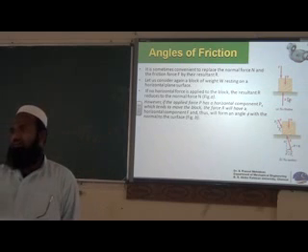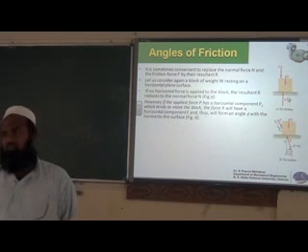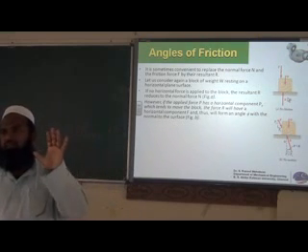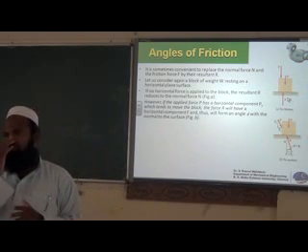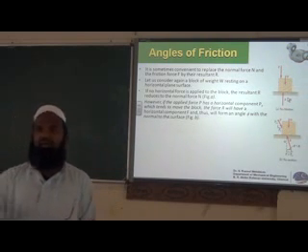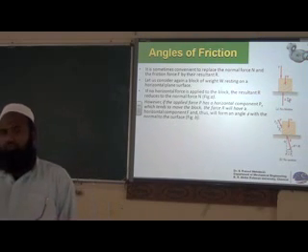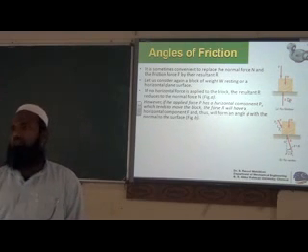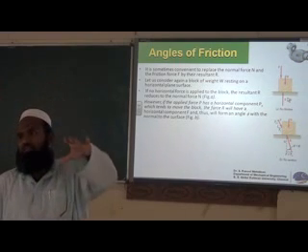You have a block. The weight of the block is acting downwards, so there is a reaction, the normal reaction N. Similarly, you have the force P, which is resisted by friction F. So these two are reaction forces, your N and F. P and W are action forces. P is the applied force we use to try to move the block, and W is the weight of the block. These are the known applied forces.